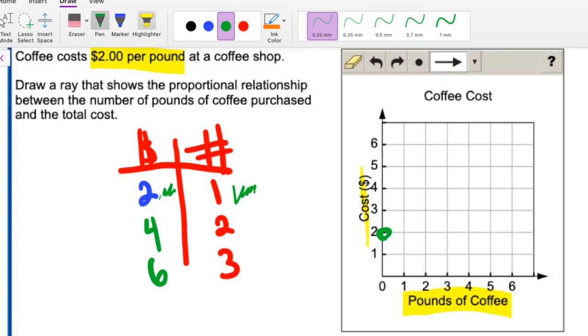So we know where the $2 mark is, right here where I just deleted it. And now we need to go where they intersect with 1 pound. So $2 right over here, 1 pound over here, and we just plot that point right there. Perfect. And now we do the same thing for our other values. $4 for 2 pounds. We find our 4 right over here, 2 pounds right over here. Excellent. And then the same thing for 3 pounds.